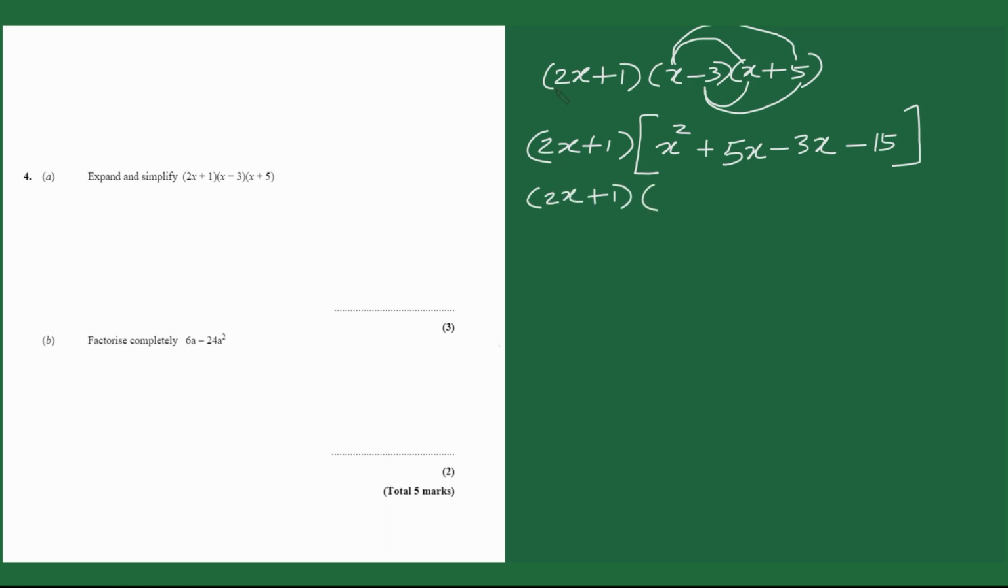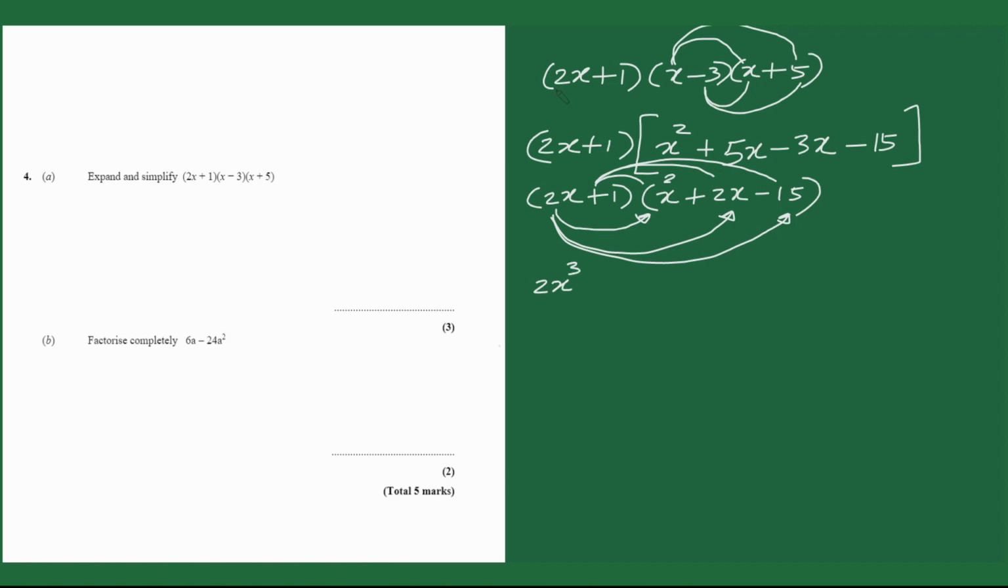Now I'm going to simplify the multiplication, collecting like terms. So x squared, 5x minus 3x is plus 2x minus 15, bracket close. Now the 2x is going to multiply each and every term, and after that the 1 is going to multiply all the three terms. Let's start.